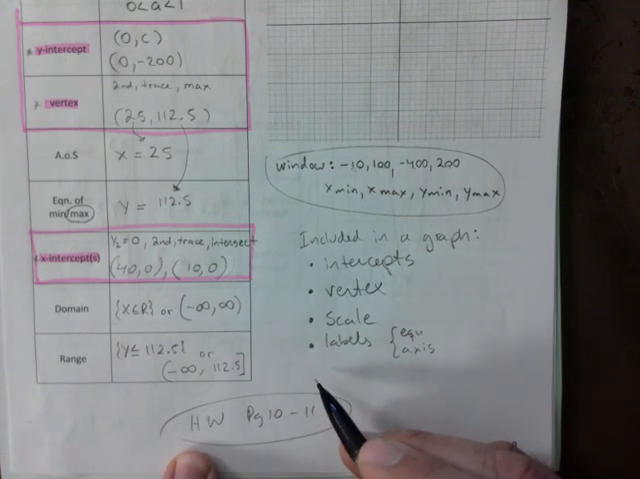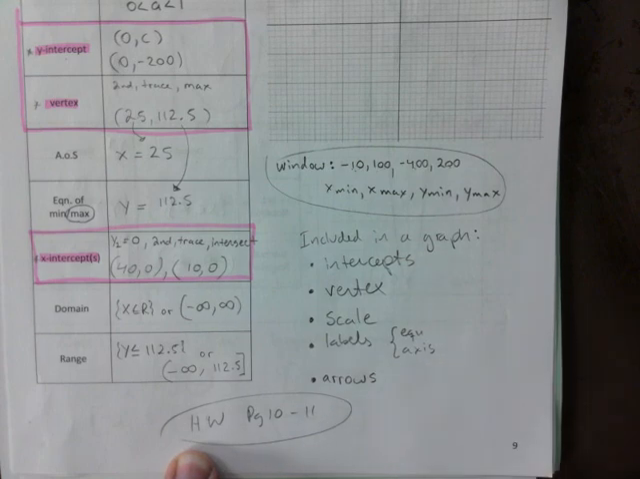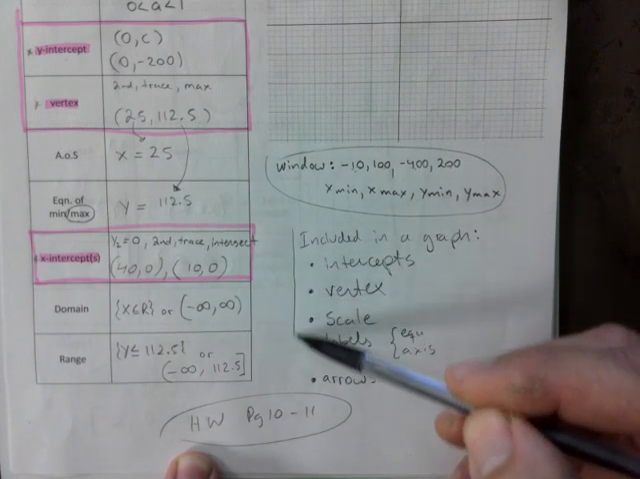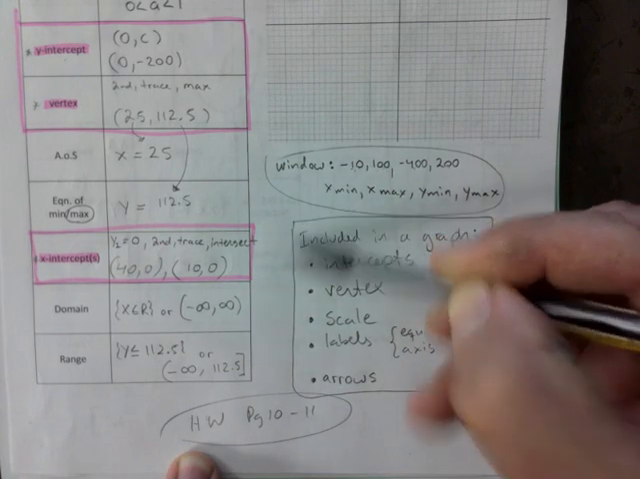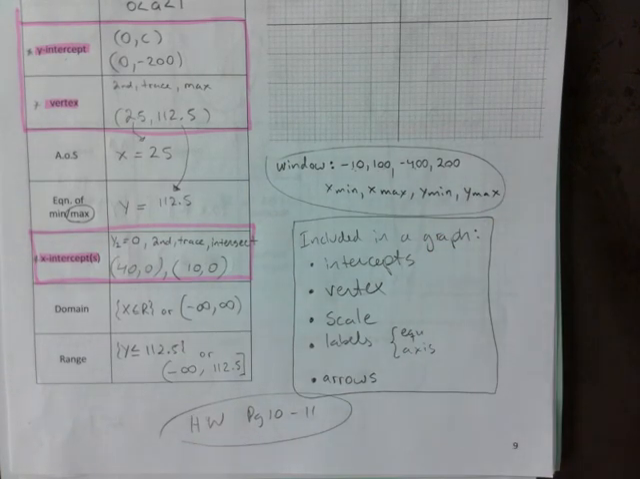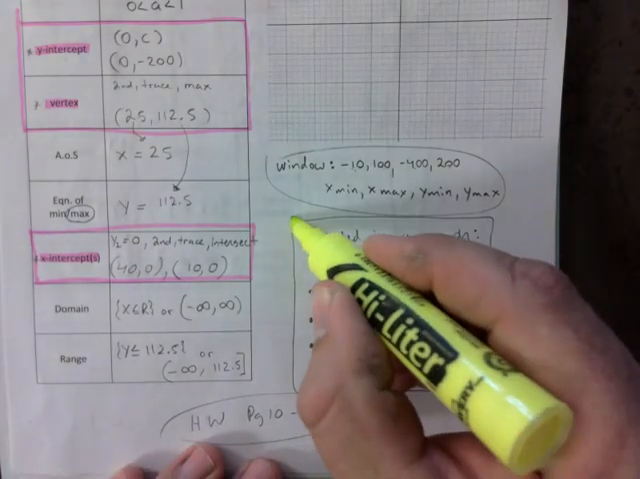And then last but not least, arrows, right? So make sure, in general, you put an arrowhead. Once we do word problems, that will probably change. So you need to be flexible. But in general, this is what I'm looking for when I graph.